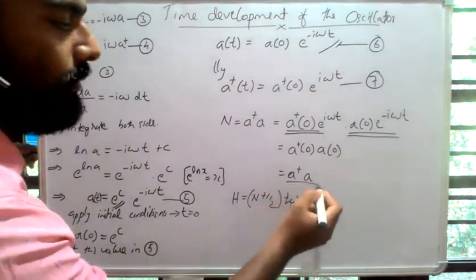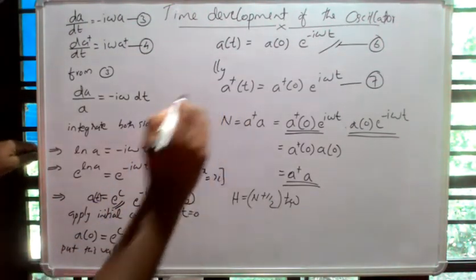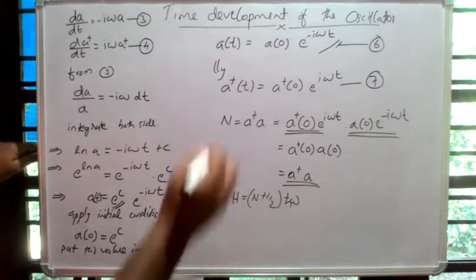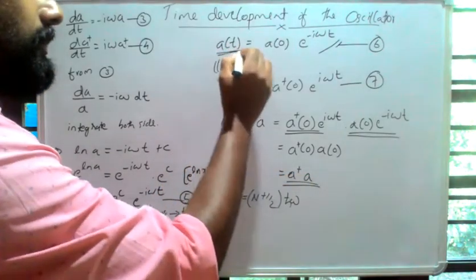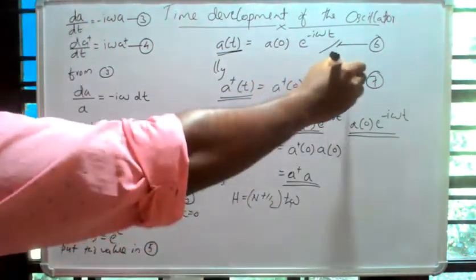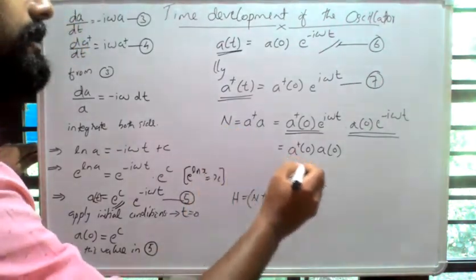Okay, we usually write a dagger a. That means the number operator n is independent of time. The annihilation operator depends on time in this way, the creation operator also depends on time in this way, but the number operator n is independent of time.